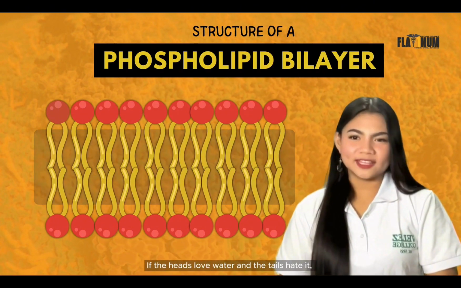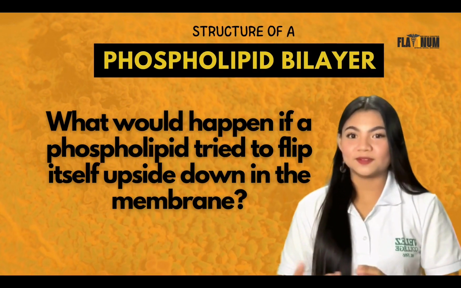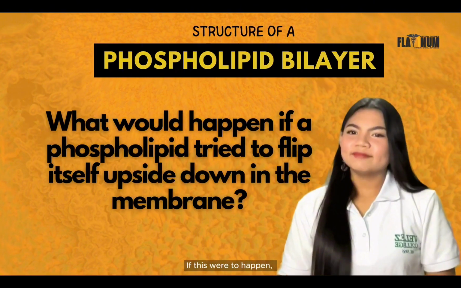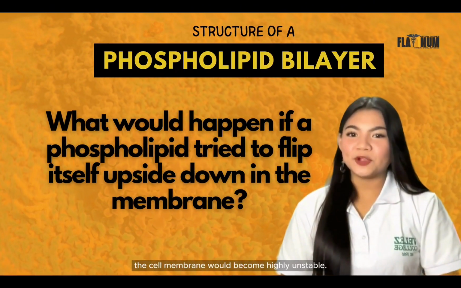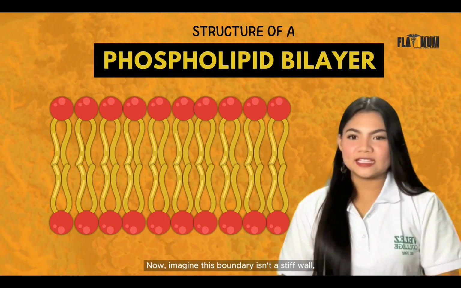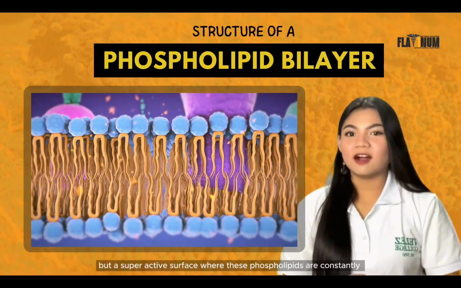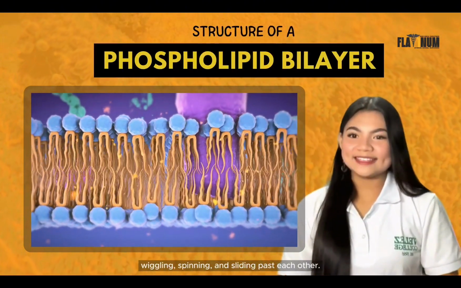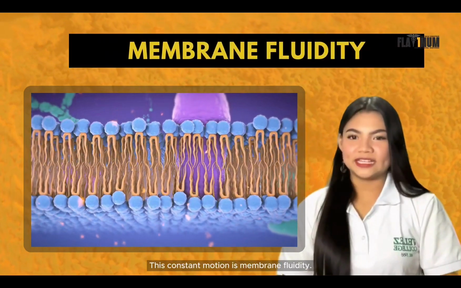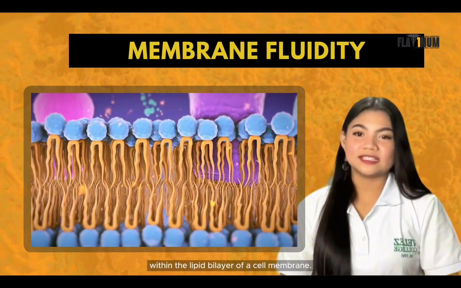If the heads love water and the tails hate it, what would happen if a phospholipid tried to flip itself upside down in the membrane? Wouldn't that work easily? If this were to happen, the cell membrane would become highly unstable. Now, imagine this boundary isn't a stiff wall, but a super active surface where these phospholipids are constantly wiggling, spinning, and sliding past each other. This constant motion is called membrane fluidity. It's all about how freely molecules move within the lipid bilayer of a cell membrane.